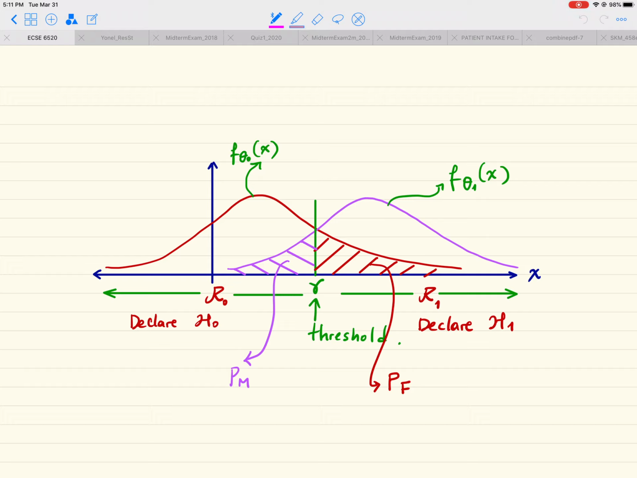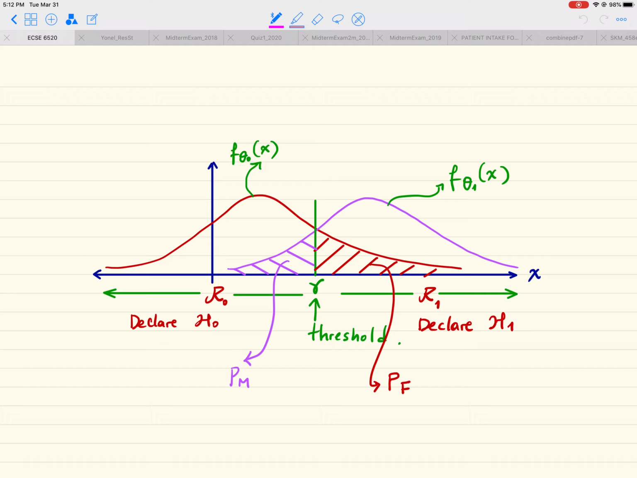The underlying distribution of X under the null hypothesis is F sub theta 0, and under the alternative hypothesis it's F sub theta 1. Now, probability of false alarm: we have a threshold gamma. If x is larger than gamma, we declare the alternative hypothesis, and if x is less than gamma, we declare the null hypothesis.